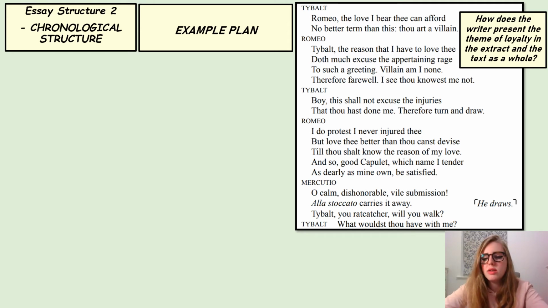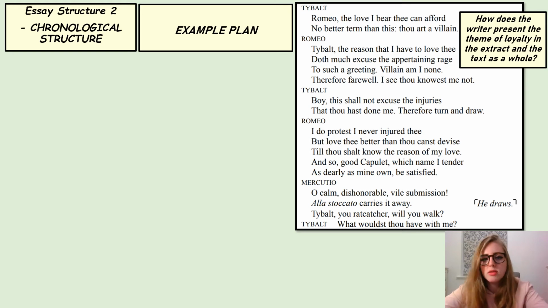I've tried to increase the difficulty of the questions as we go along. So if you could just pause the video, you could have a read through. This is taken from just before Mercutio is stabbed by Tybalt. How does the writer present the theme of loyalty in the extract and the text as a whole?